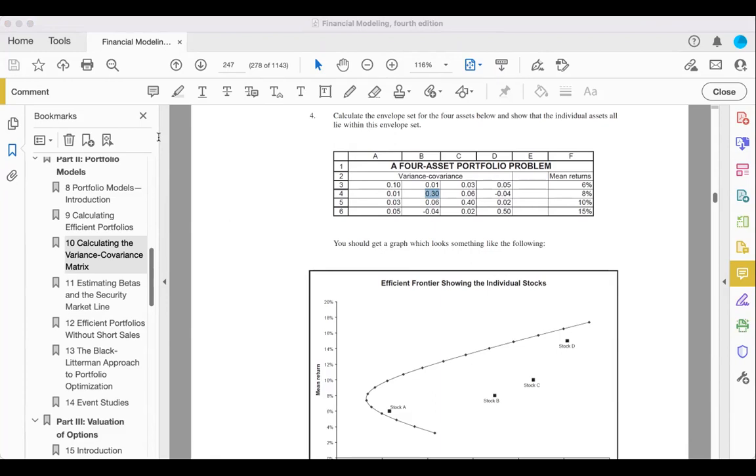You have to copy this variance covariance matrix to your Excel file. Yes, just add a new sheet and name it Chapter 9, Exercise 4. So you can use this file to review for your exam or to review the lecture.